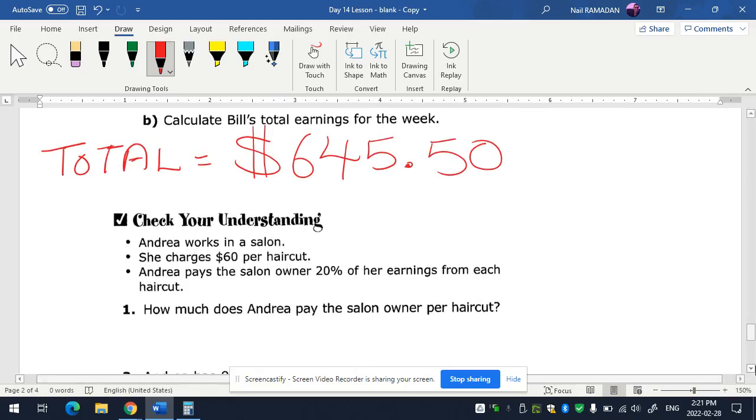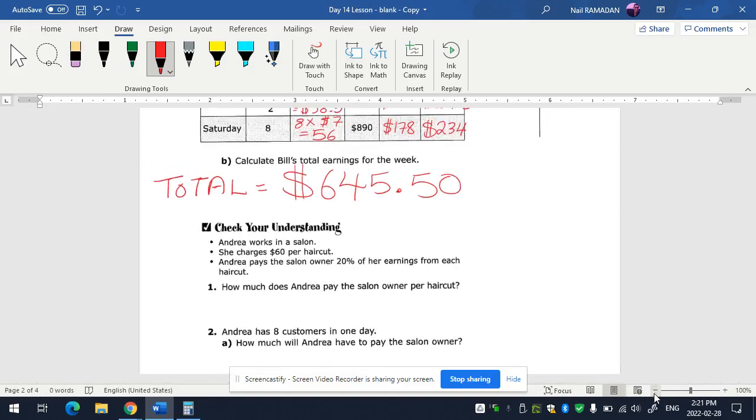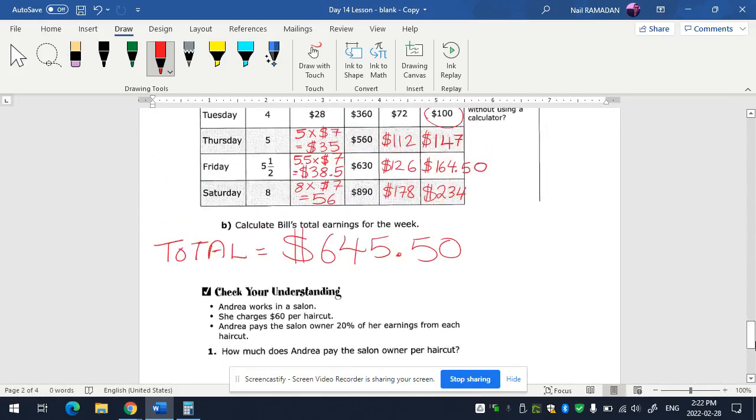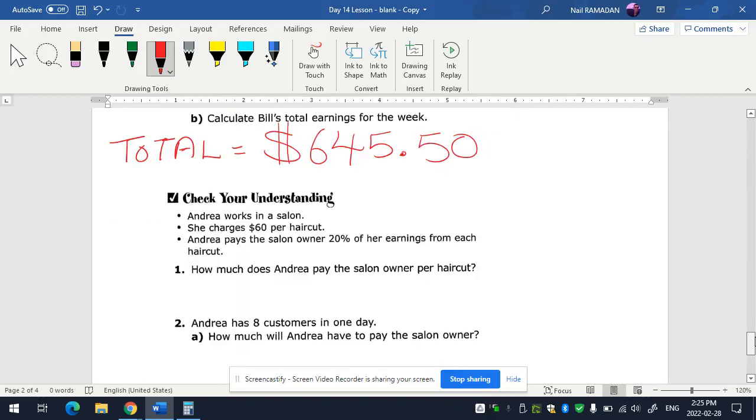Okay, last one. So Andrea works in a salon. She charges $60 per haircut and pays the salon owner 20% of the earnings. So she charges $60, but she doesn't keep it all to herself. She loses some of it to the owner. So how much does Andrea pay the salon owner per haircut? Well, that's 20%, or 0.20 times 60.